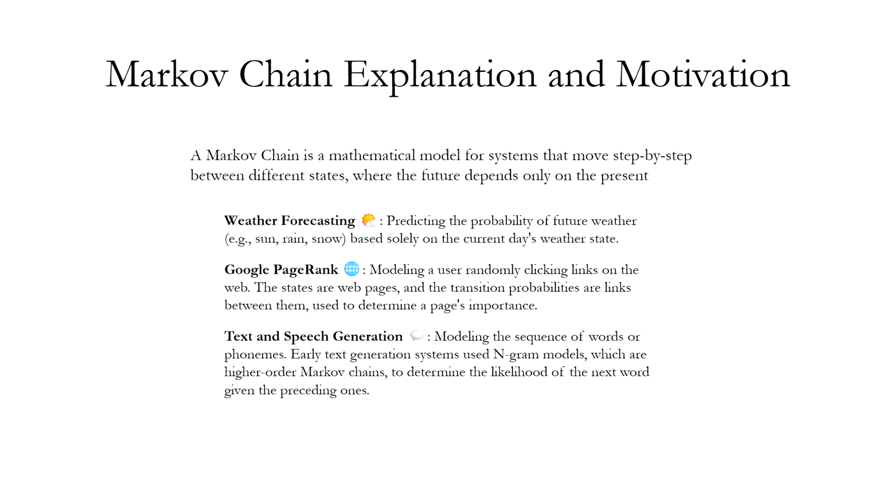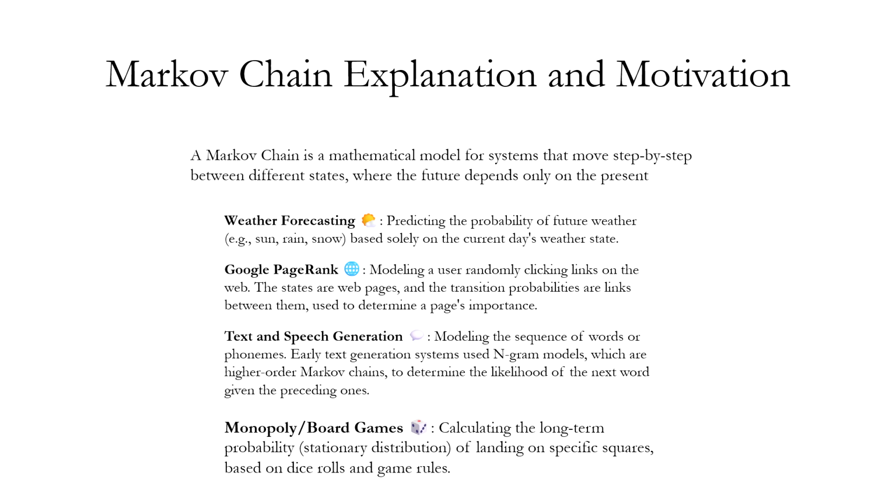Text and speech generation, modeling the sequence of words or phonemes. Early text generation systems used n-gram models, which are higher order Markov chains, to determine the likelihood of the next word given the preceding one. So these are fundamental ideas to large language models, right? So you're going to see the idea of Markov chains used in NLP, n-grams as mentioned, and also large language models.